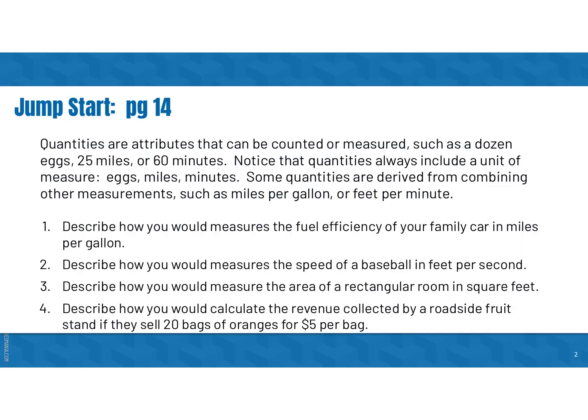All right, so get us ready. Let's go ahead and turn to page 14. Let's kind of do the jump start because our brain's going. It says quantities are attributes that can be counted or measured, such as a dozen eggs, 25 miles, or 60 minutes. Notice that the quantities always include a unit of measure: eggs, miles, minutes. Some quantities are derived from combining other measures, such as miles per gallon or feet per minute. It says, describe how you would measure the fuel efficiency of your car in minutes per gallon.